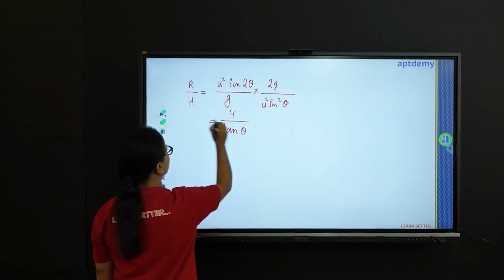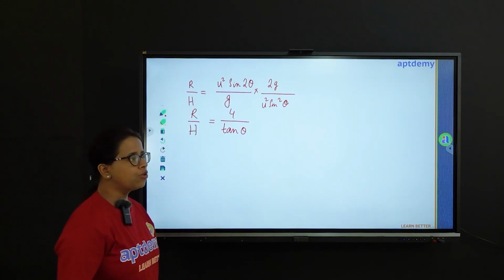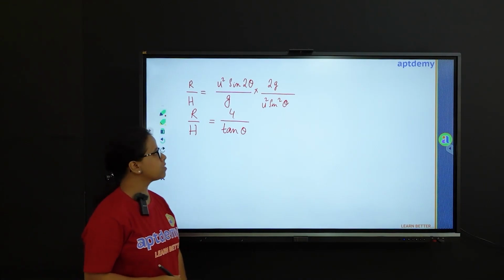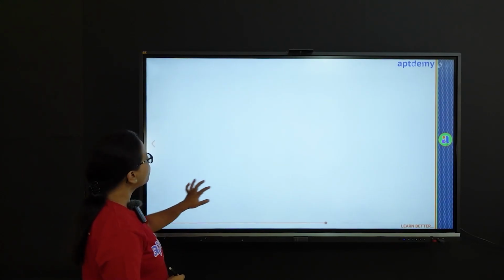So this is indeed a very important formula which you need to use in numerical problems. R by H is equal to 4 by tan theta. Now have a look at this.